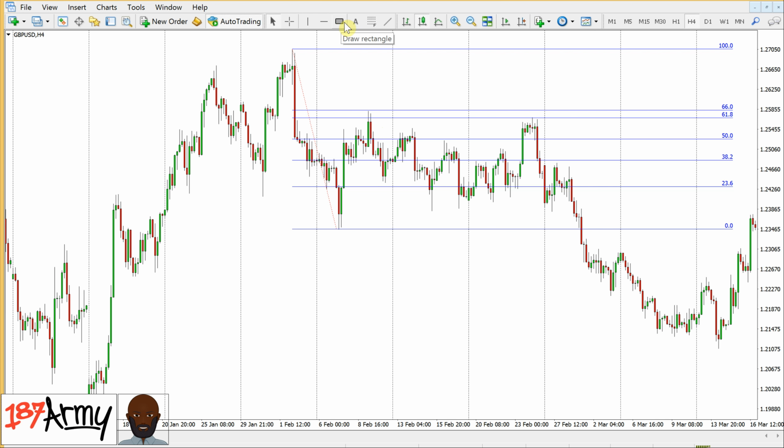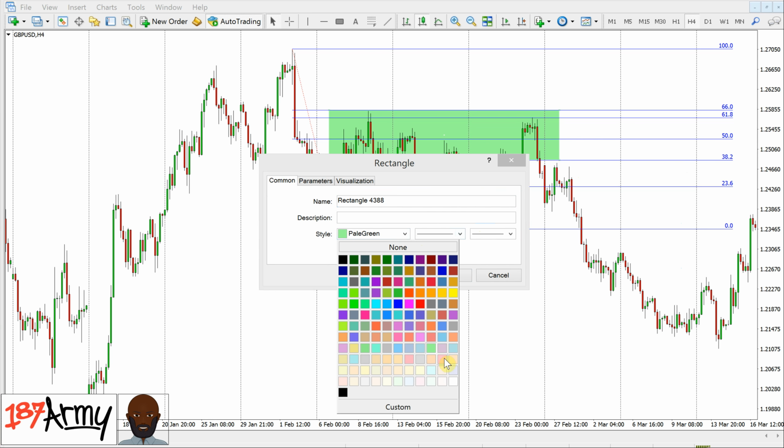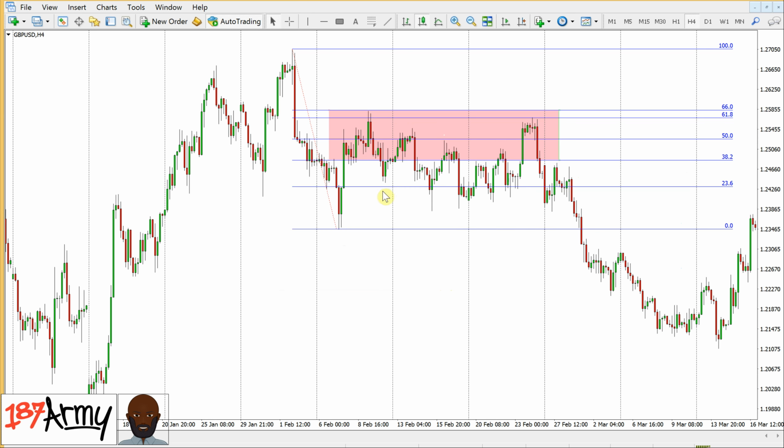Remember, the key levels in Fibonacci are between the 38.2 level and the 66.0 level. But this time we're in a downtrend, so I'll draw it. I'll make this box red, well, pink. So because we're in a downtrend, I'm making it pale red so that you can see that it's representing resistance. So again, in a downtrend, when you draw Fibonacci, you draw Fibonacci from the high to the low, and then you mark out your key level from the 38.2 level and the 66.0 level.